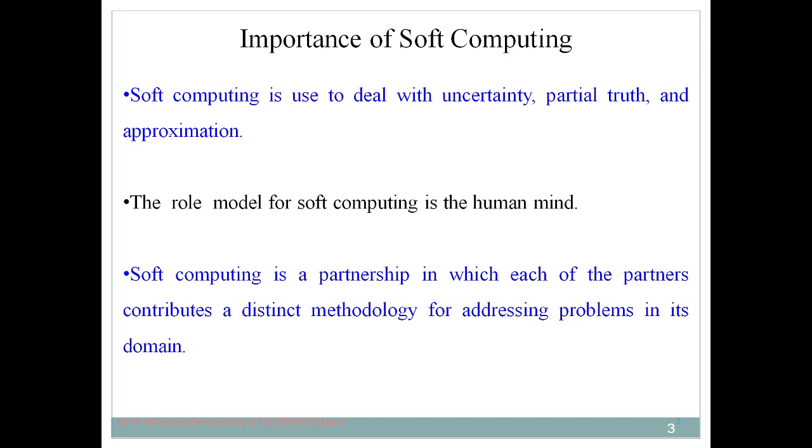We have seen ANN is based on the human brain, genetic algorithm is based on genetics, and fuzzy logic is based on approximateness, it is based on probability. That's why we can say that the role model for soft computing is the human mind, because we are trying to resemble the human brain in the machine. Soft computing is a partnership in which each of the partners contributes a distinct methodology for addressing problems in its domain. So this is the importance of soft computing.